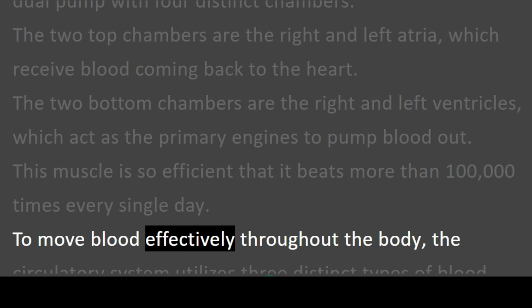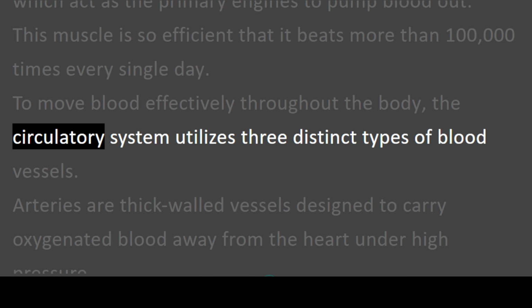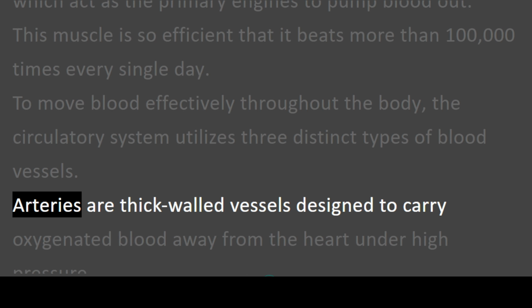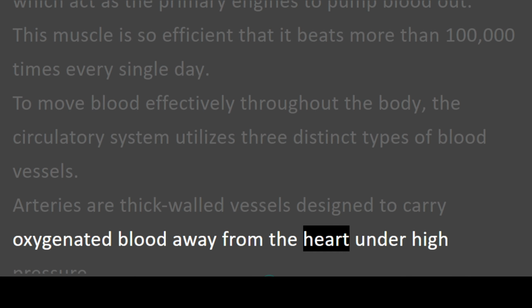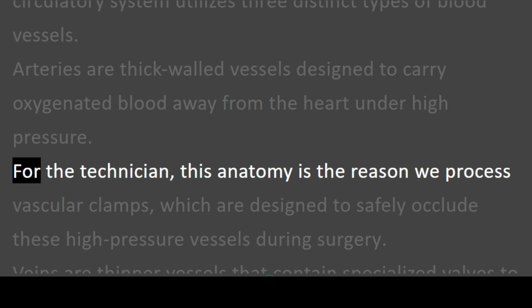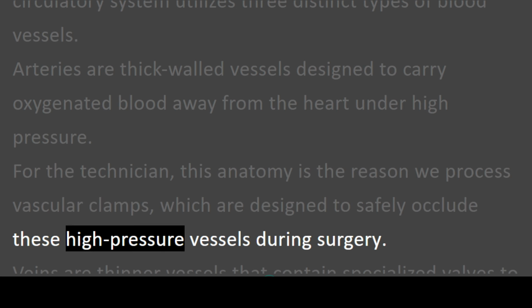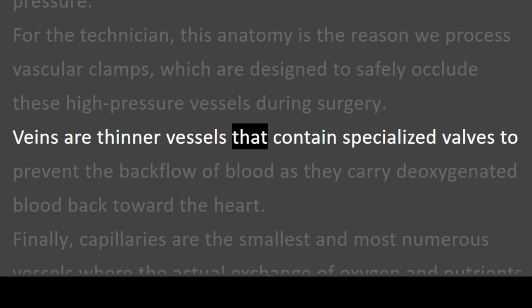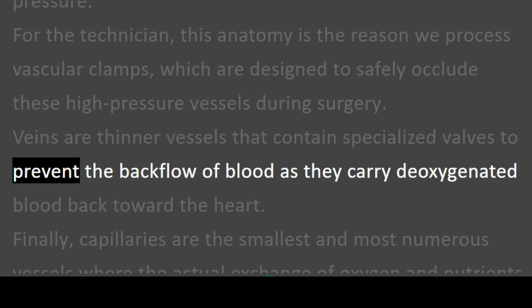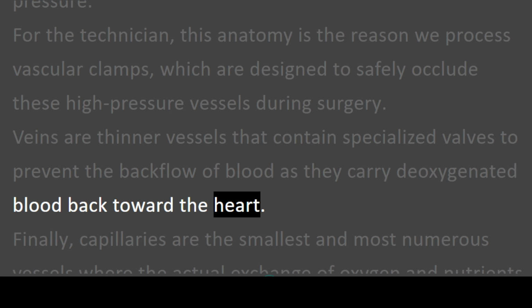To move blood effectively throughout the body, the circulatory system utilizes 3 distinct types of blood vessels. Arteries are thick-walled vessels designed to carry oxygenated blood away from the heart under high pressure. For the technician, this anatomy is the reason we process vascular clamps, which are designed to safely occlude these high-pressure vessels during surgery. Veins are thinner vessels that contain specialized valves to prevent the backflow of blood as they carry deoxygenated blood back toward the heart.